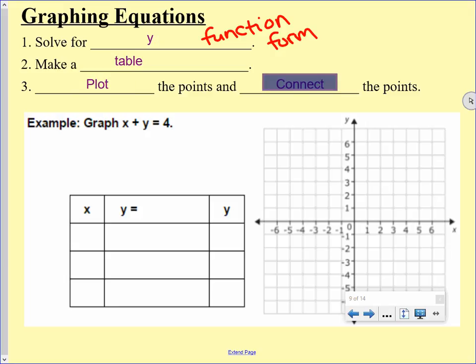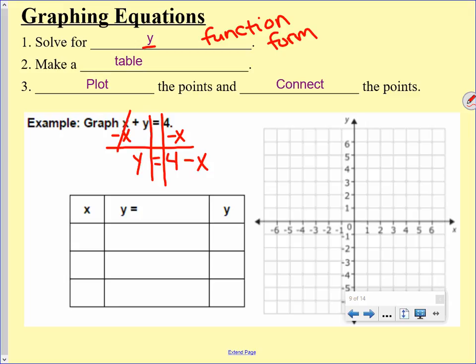So let's go through this example. Graph x plus y equals 4. First step, we need to solve it for y. Make it y equals. Move the x. This is what we did at the very end of chapter 3, and this is why we did it, so that we're prepared to rewrite this equation in y equals form. Now we have y equals 4 minus x. So in our table, I'm going to put 4 minus x after y equals.